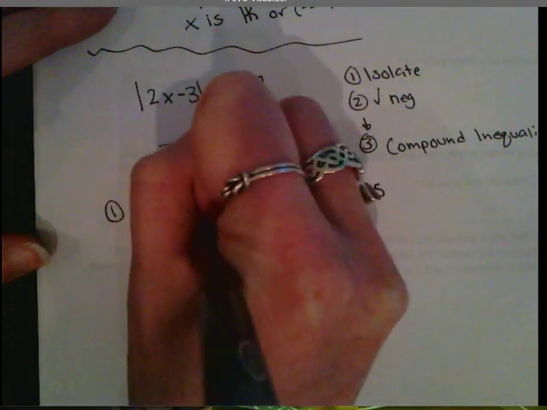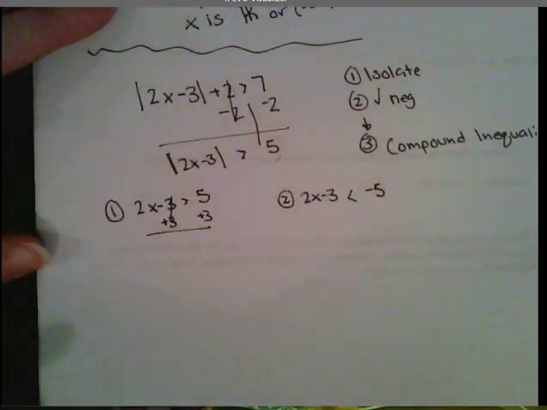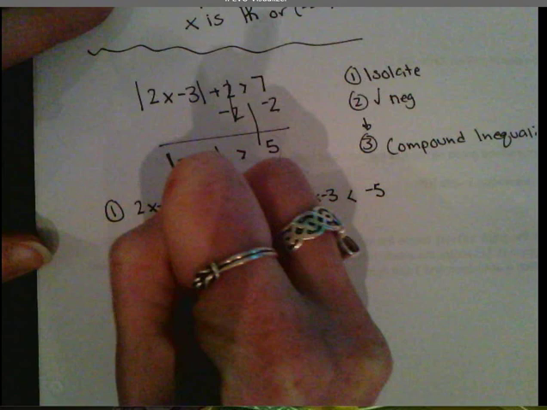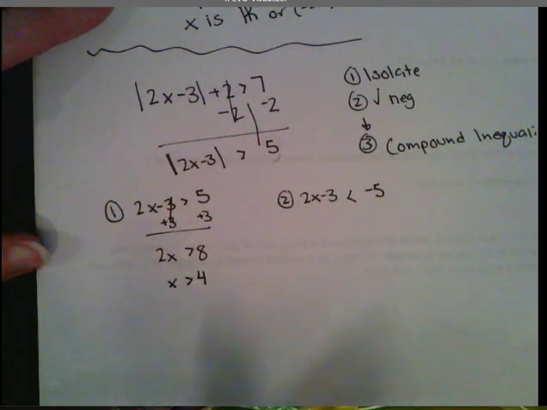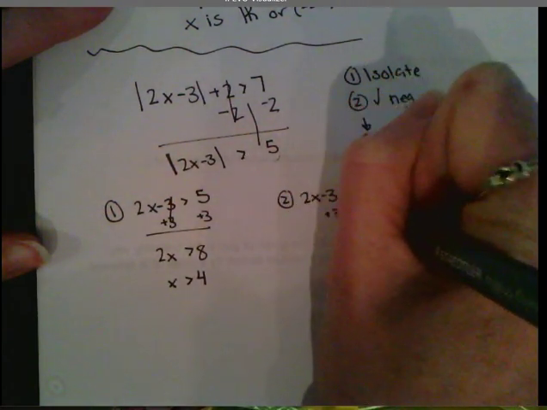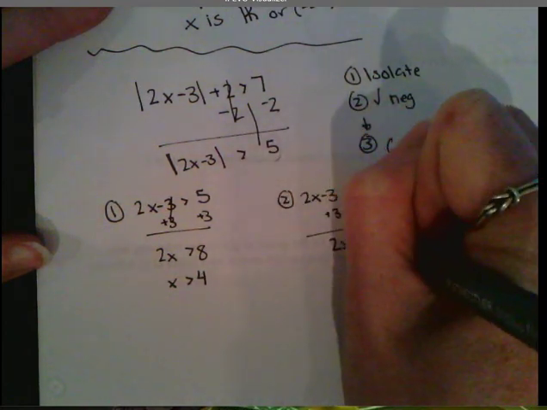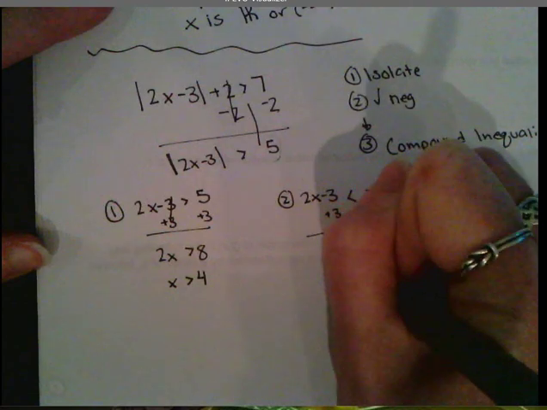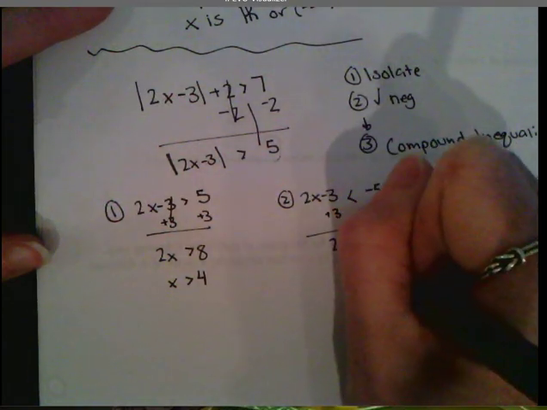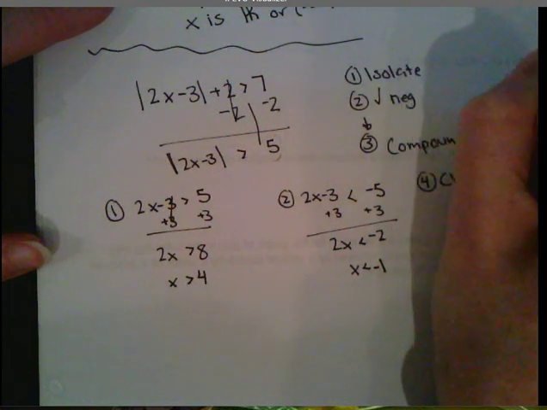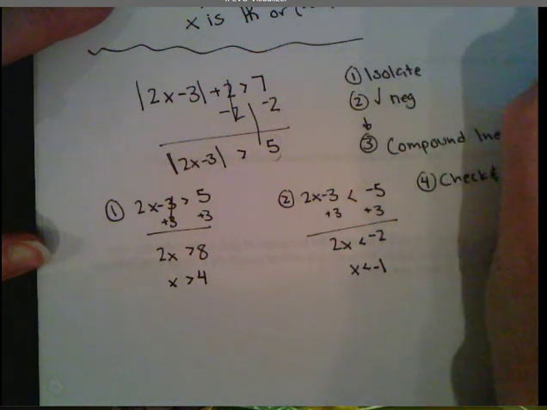So now, when I solve this, add 3 on both sides. This will cancel here. 2x is greater than 8. Divide by 2 on both sides. x is going to be greater than 4. Over here, we're adding 3 on both sides. We're going to end up with 2x is less than negative 2, so x is less than 1. Sorry, negative 1. So now, step 4 would be to check and plot these answers. Check and plot.